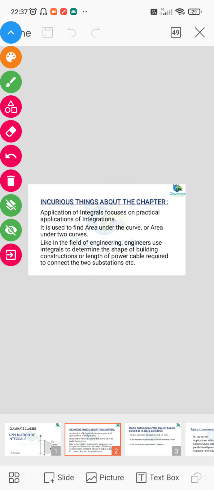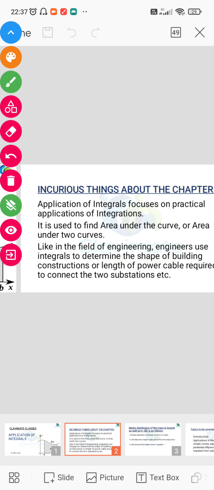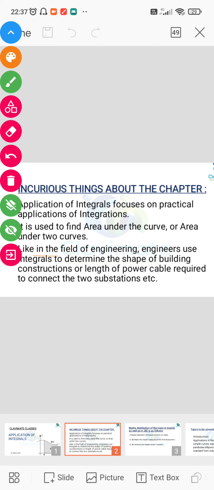So let's discuss more applications of this chapter, like in the field of engineering. Engineers use integrals to determine the shape of buildings, constructions, or the length of power cable required to connect two substations. So in the field of engineering this chapter is also used, to determine the shape of buildings and the length of power cable to connect two substations.